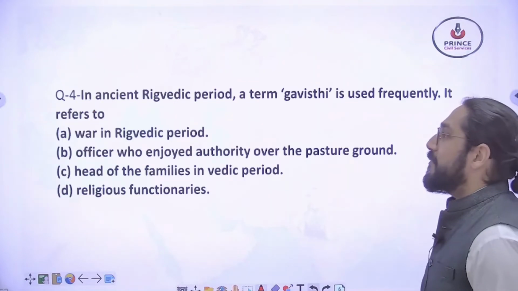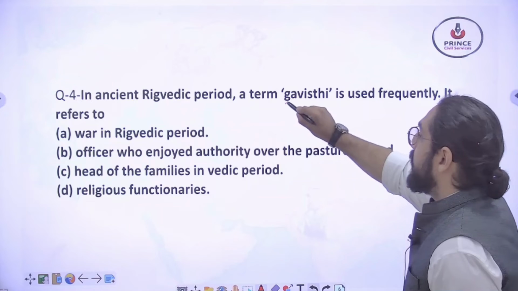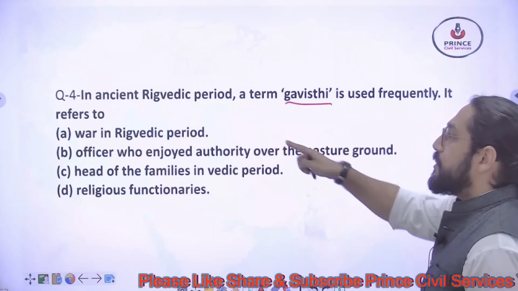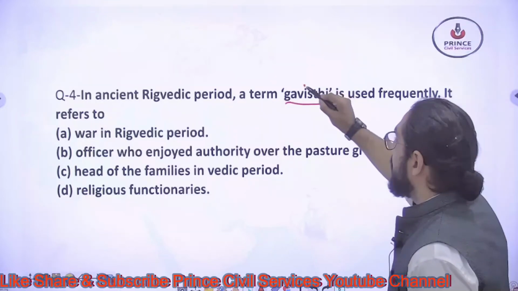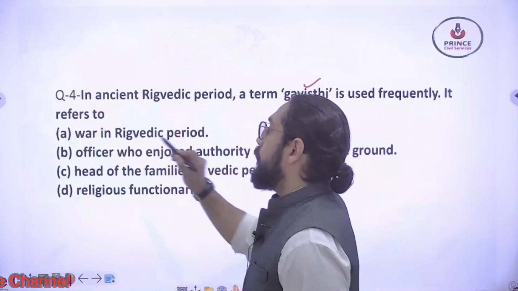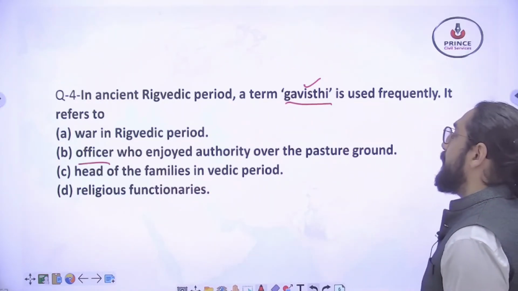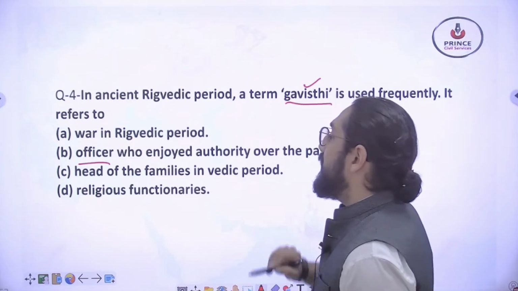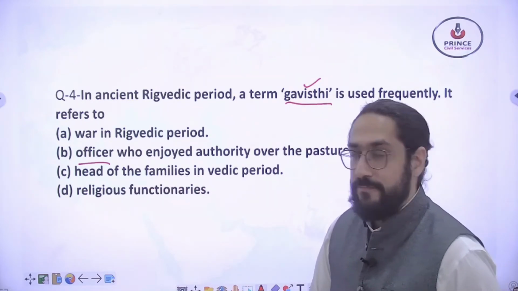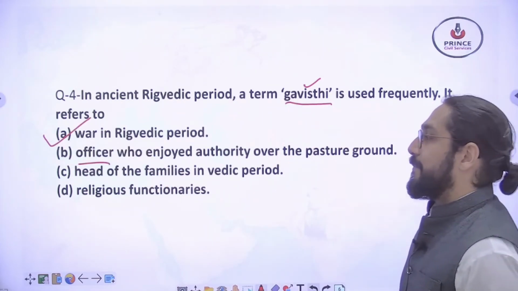Now move on to question number 4. In the ancient Rigvedic period, the term Gavishti is used frequently. It is a very common but important question. What does it refer to? War in the Rigvedic period, an officer who enjoyed authority over the pasture ground, head of the families, or religious functionaries? This is a very easy question but an important one. The right answer is war in the Rigvedic period.